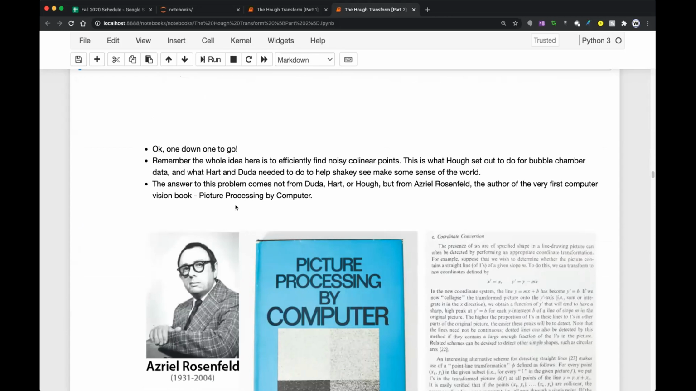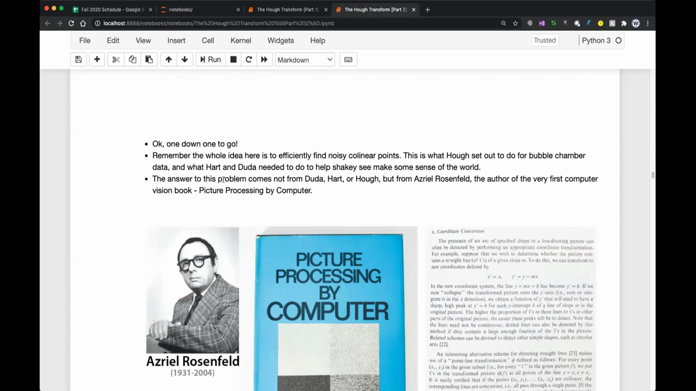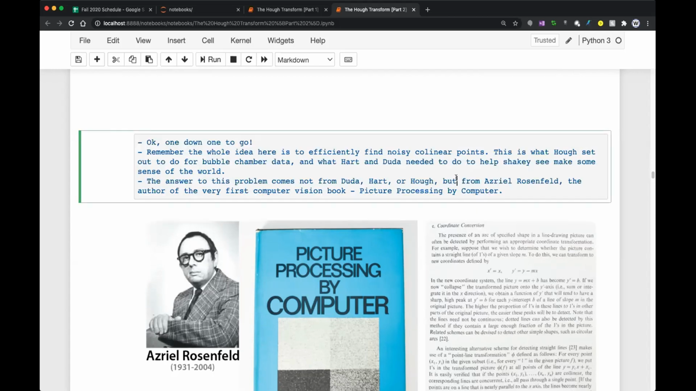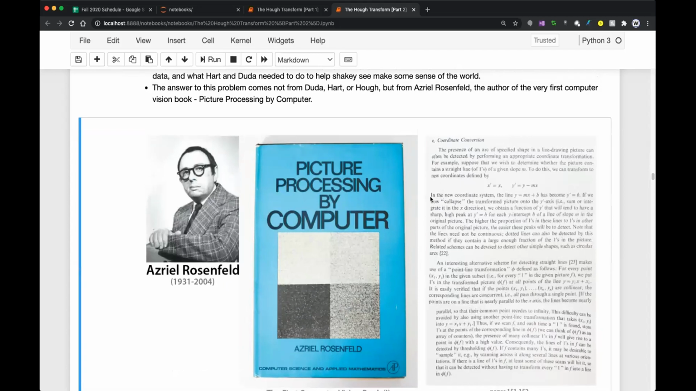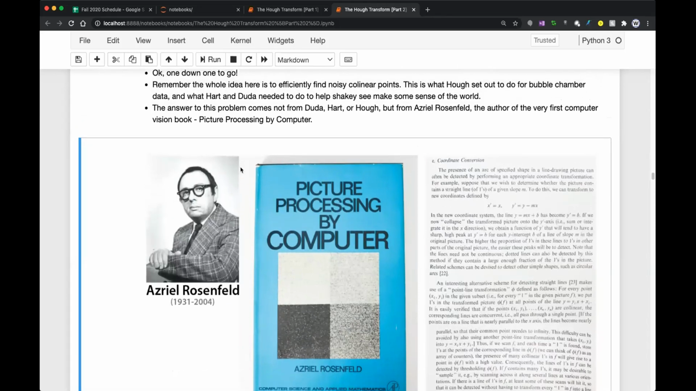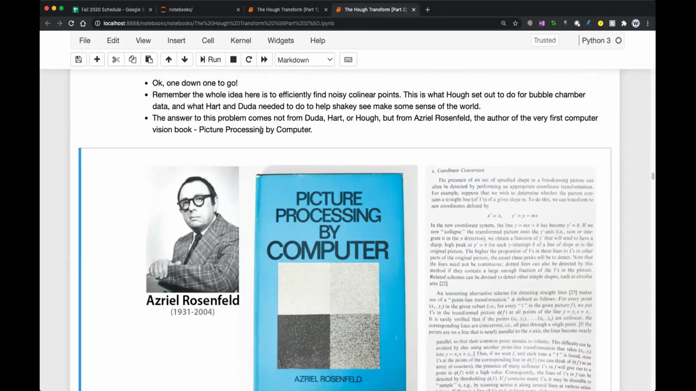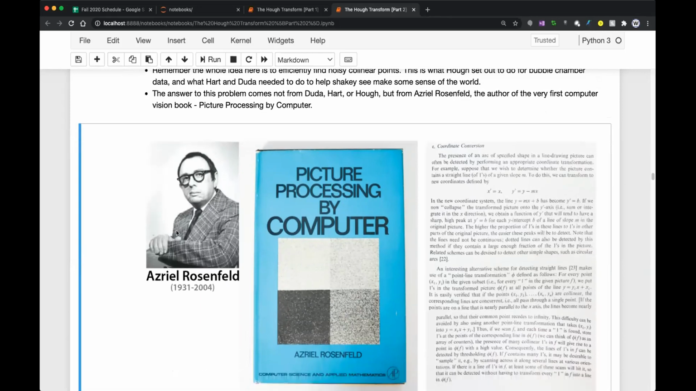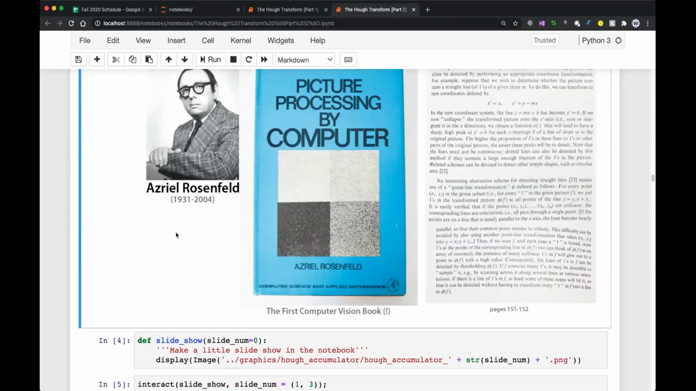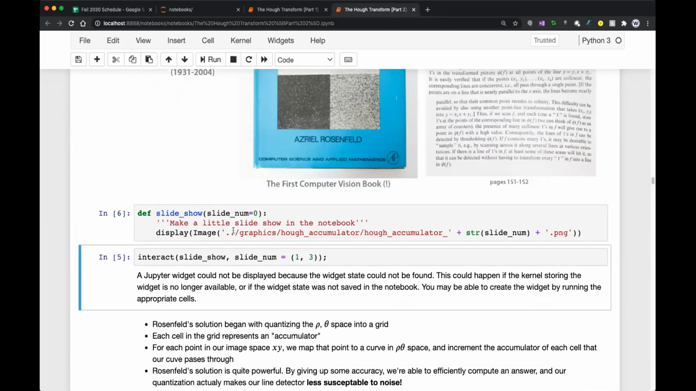So the author of this book, Azriel Rosenfeld, so remember that Hart and Duda, these researchers at Stanford, are trying to solve this problem to make their robot drive. And they read this book, right? But Azriel Rosenfeld, the author of the book, I don't believe he had any solution to this problem yet. Right. Actually, no, I take that back. I'm sorry, I read this wrong. I haven't looked at this in a little bit. So he actually presented an idea, a way to find those collinear points. Great. So let me show you what that idea is now.